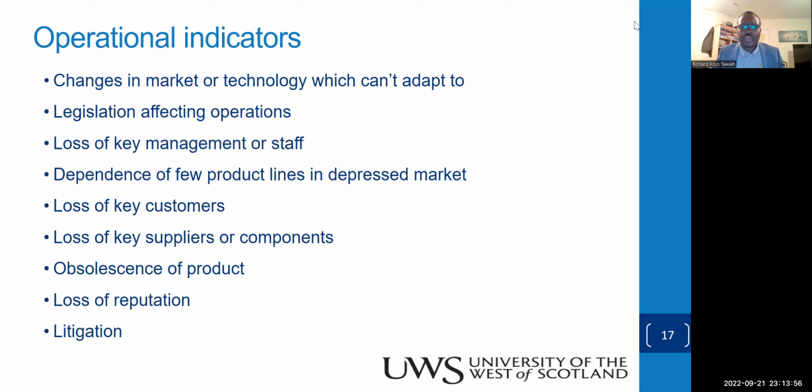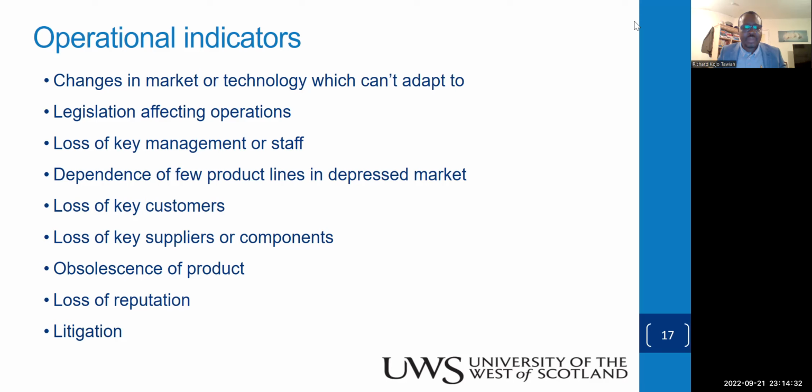Operational indicators of going concern look at changes in the market and technology, and the company is not able to adapt to these changes. There are some legal regimes which have been passed, some legislative instruments, which are affecting the operations. Key management are leaving, and they are not getting competent people to fill the gaps. They depend on a few product lines in a depressed market. Key customers are no longer patronizing their services. Suppliers are also not providing for them.